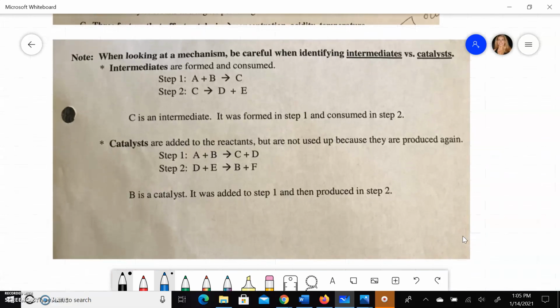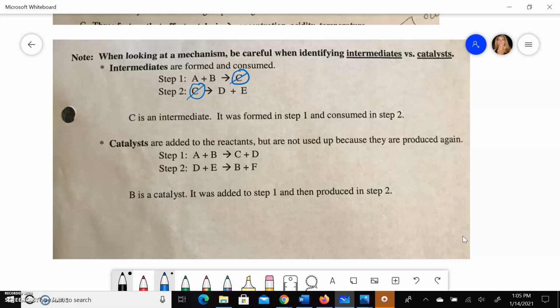And the very last thing for this chapter are intermediates versus catalysts. A lot of students mix these two up. So intermediates are things that are formed and then consumed. So notice that C was formed in step 1 and then consumed in step 2, and so it ends up canceling out, but it starts as a product and ends as a reactant.